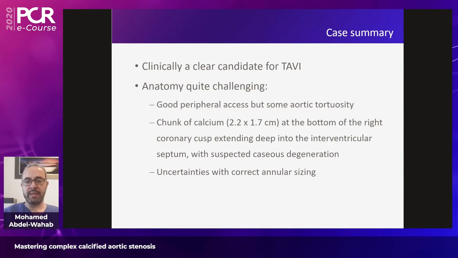He has good peripheral access, but some aortic tortuosity. He has a big chunk of calcium at the bottom of the right cusp, extending deep into the interventricular septum with suspected caseous degeneration. And we were uncertain how to correctly size this annulus.